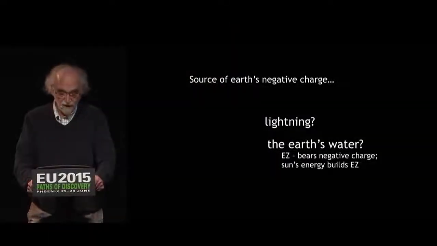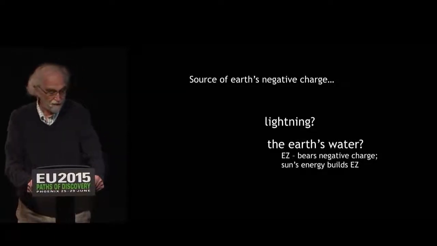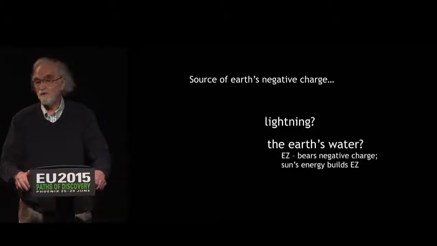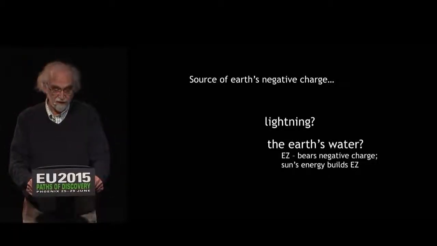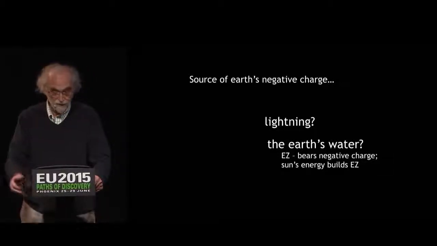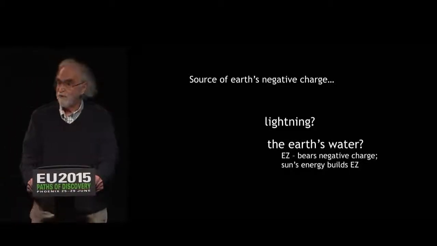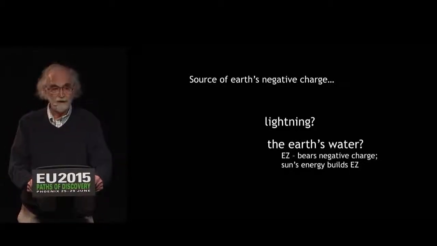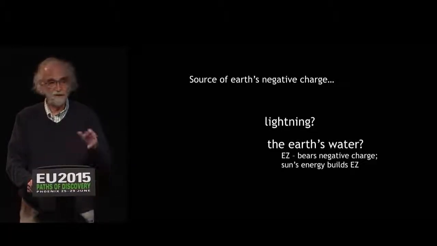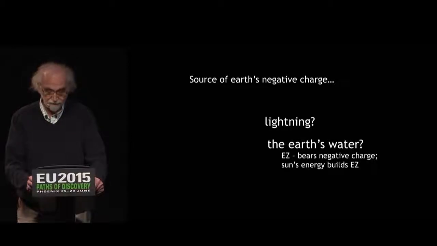Well, that's one idea. Another idea is that it may come from the Earth's water, and this, as you can see, came from the work that we had done to produce the book that I mentioned. If you have EZ water, the Earth is, of course, filled with water, and if much of that is the fourth phase or EZ water, it bears negative charge. So that could be another source of this negative charge. And interestingly, the sun builds this EZ and negative charge. So we have some sort of relationship with the sun.